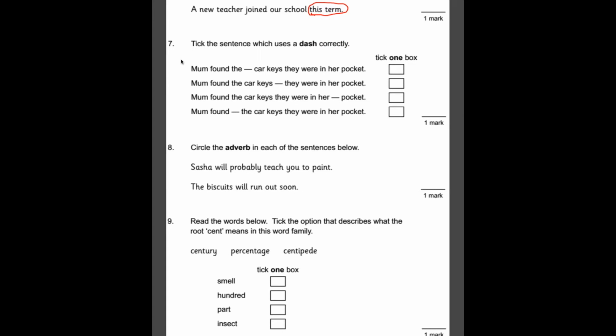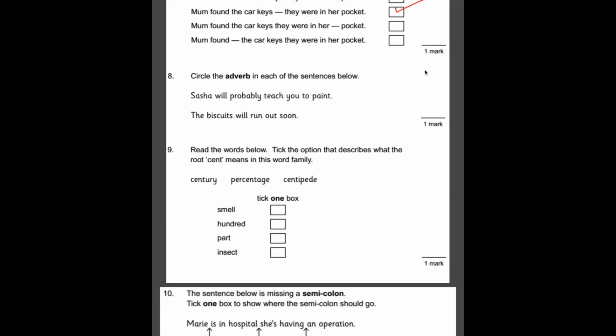Number 7, take the sentence which uses a dash correctly. My advice for these sort of questions is read the sentence, and when you get to the dash, pause. If the pause sounds unnatural, it's probably likely that that one's wrong. If it sounds like it's a good place to stop, it's more than likely going to be correct. So looking at the first one for an example, let's put the pause in. Mum found the car keys, they were in her pocket. That doesn't make much sense, does it? So looking at the one that does make sense, Mum found the car keys, they were in her pocket. That one naturally sounds like the right answer, and in this case it is, so the second one is the correct one.